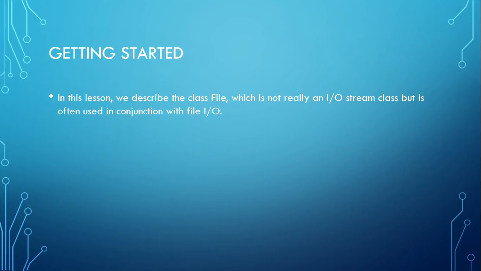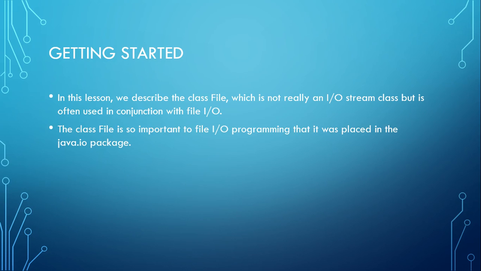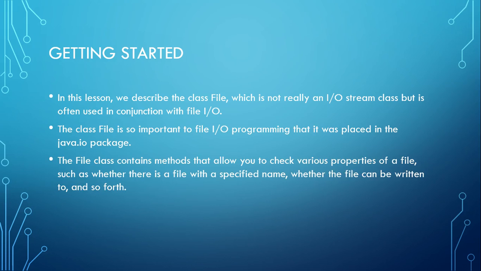So, getting started. In this lesson, we're going to describe the class File, which technically is not really an I/O stream class, but is often used in conjunction with file I/O. Now, the class File is so important to file I/O programming that it is actually placed inside the java.io package. The class File contains methods that allow you to check various properties of a file, such as whether it's a file with a specified name, whether the file can be written to, and so forth.